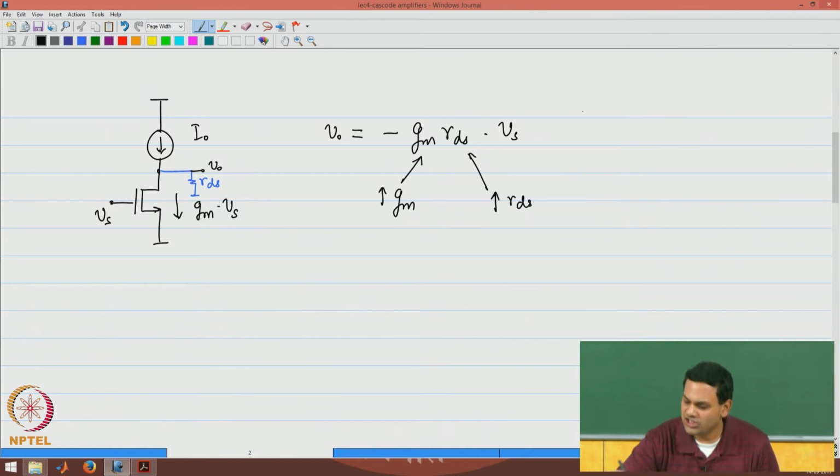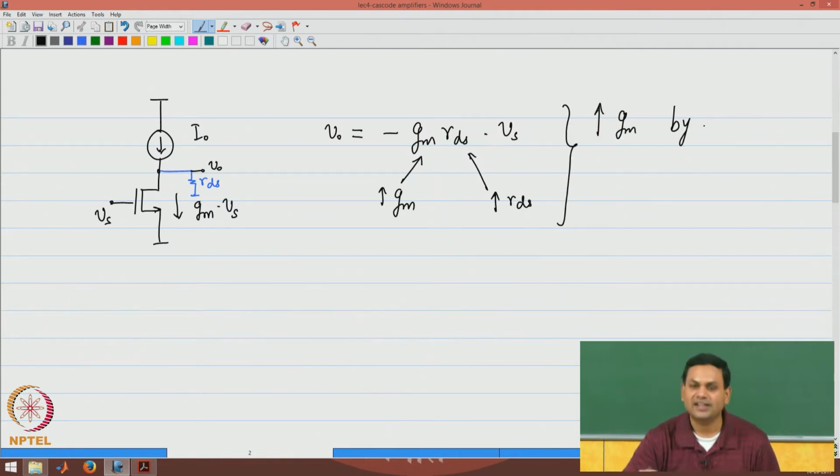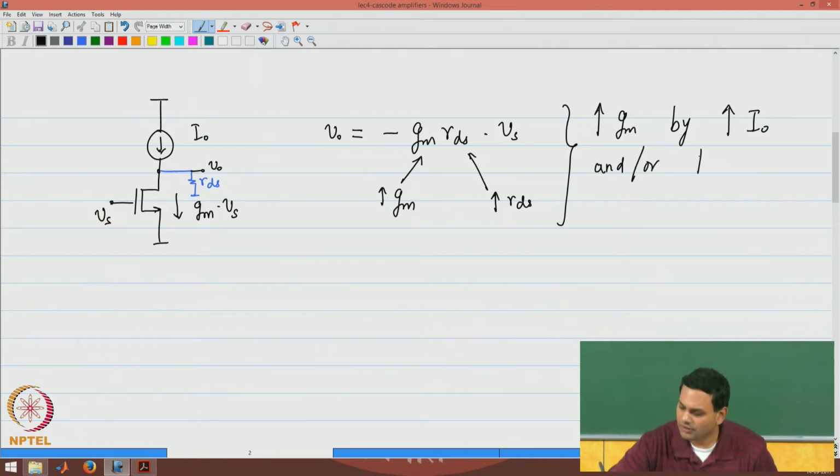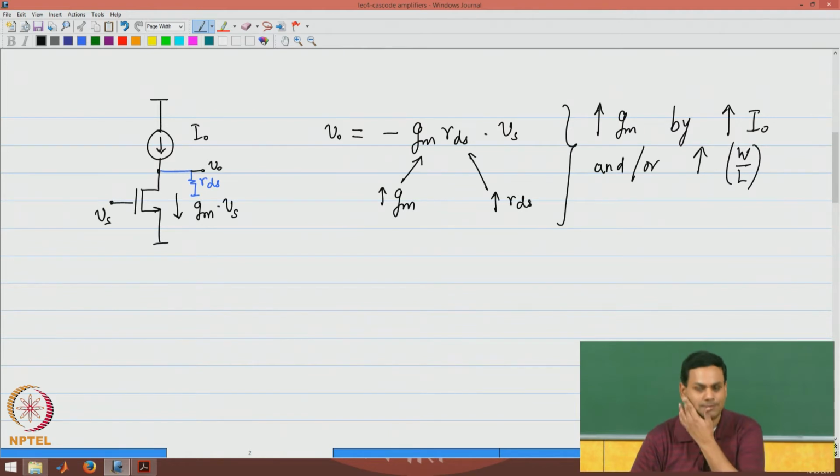How do you increase Gm? You increase Gm by increasing I naught, that is the bias current, and or increasing the size of the transistor, the width to length ratio of the transistor. These are the only two ways by which you can increase the Gm of the device.